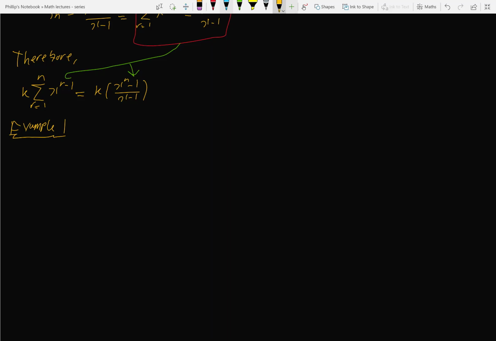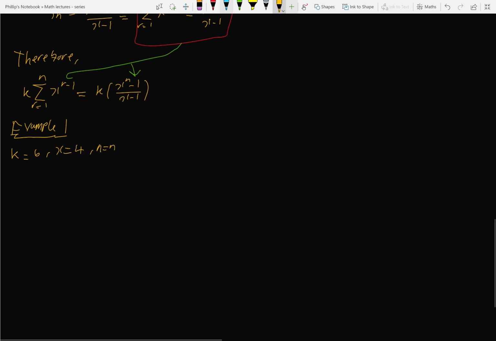So we're going to make k is equal to, because I said you can pick these figures, there's nothing special about them, so you can pick them. So let's do k is equal to 6. I'll put x is equal to 4, why not, and we keep n general, so n is equal to n. So how do we sum this?